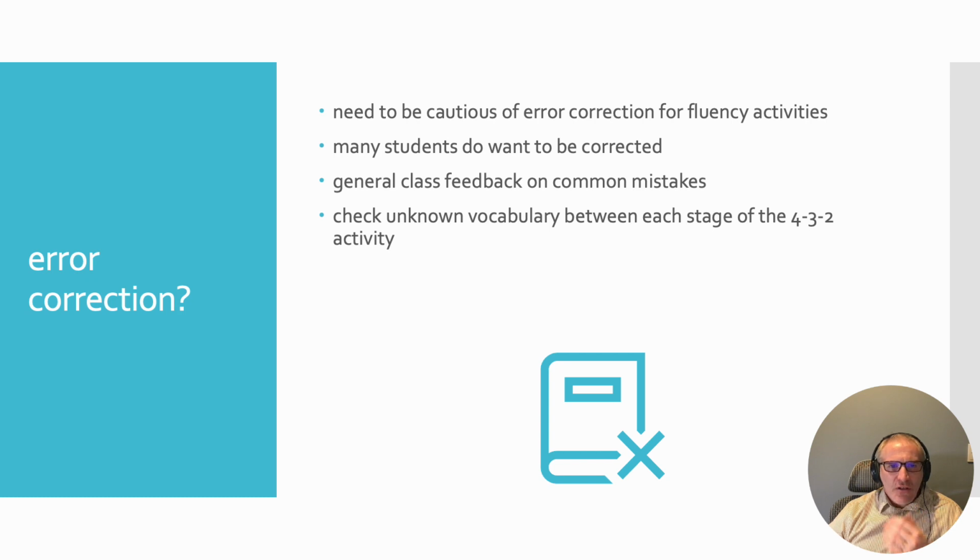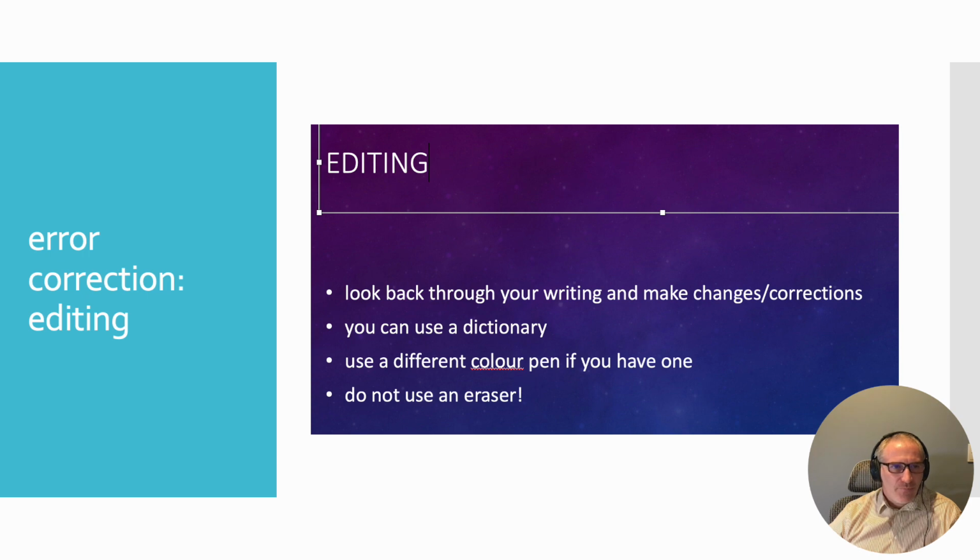Okay, error correction. You probably need to be very cautious about this, because you don't want to use too much error correction in fluency activities. However, a lot of students do seem to want this. One way around not disrupting the fluency too much is to give general feedback on some common mistakes, and to allow students to check unknown vocabulary between each stage of the 432 activity. So after the first repetition, give them some time to use their dictionary and find the vocabulary that they need.